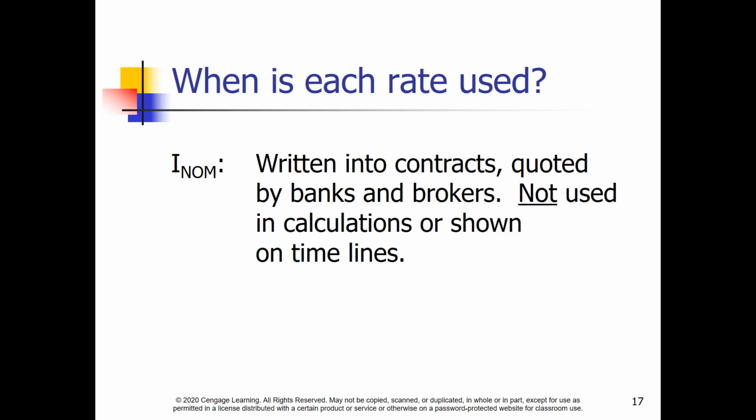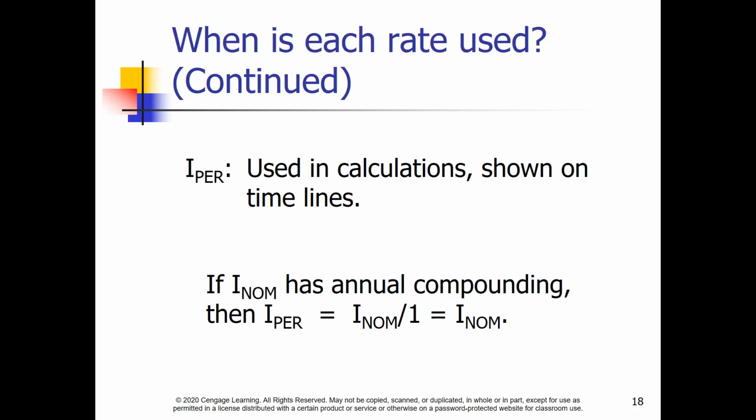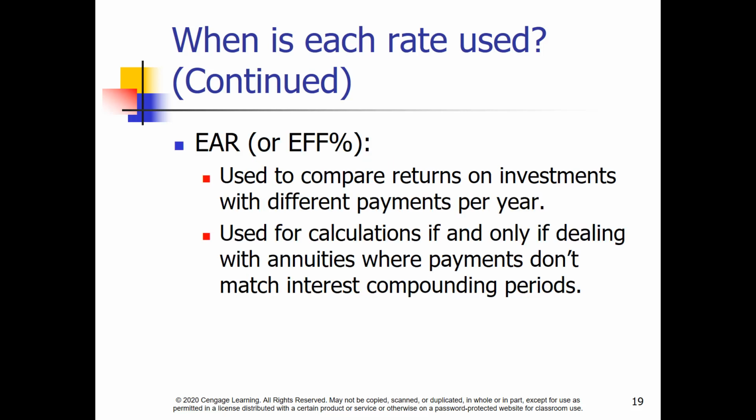To summarize when each rate is used, the nominal rate is required to be quoted and written into contracts. The periodic rate is used in calculations and can be computed from a quoted nominal rate. An effective annual rate is used to compare returns or loan rates when the rates and compounding periods are different.